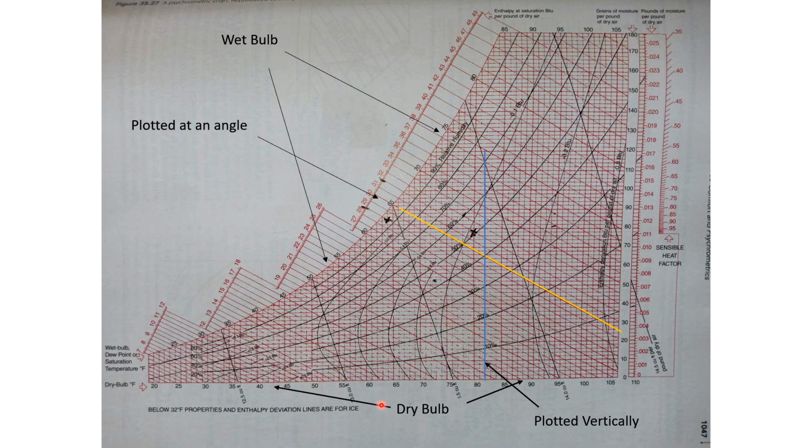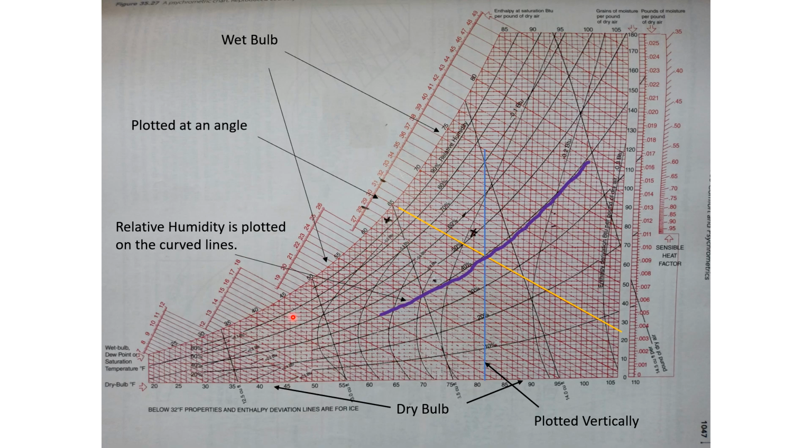So you plot the dry bulb vertically. All right, now the way you plot things, if you forget, look on page 1048, it tells you how to do that. So we're plotting the dry bulb vertically, we're plotting the wet bulb at this angle right here, and then they're going to meet. And where they meet, that's what's important.